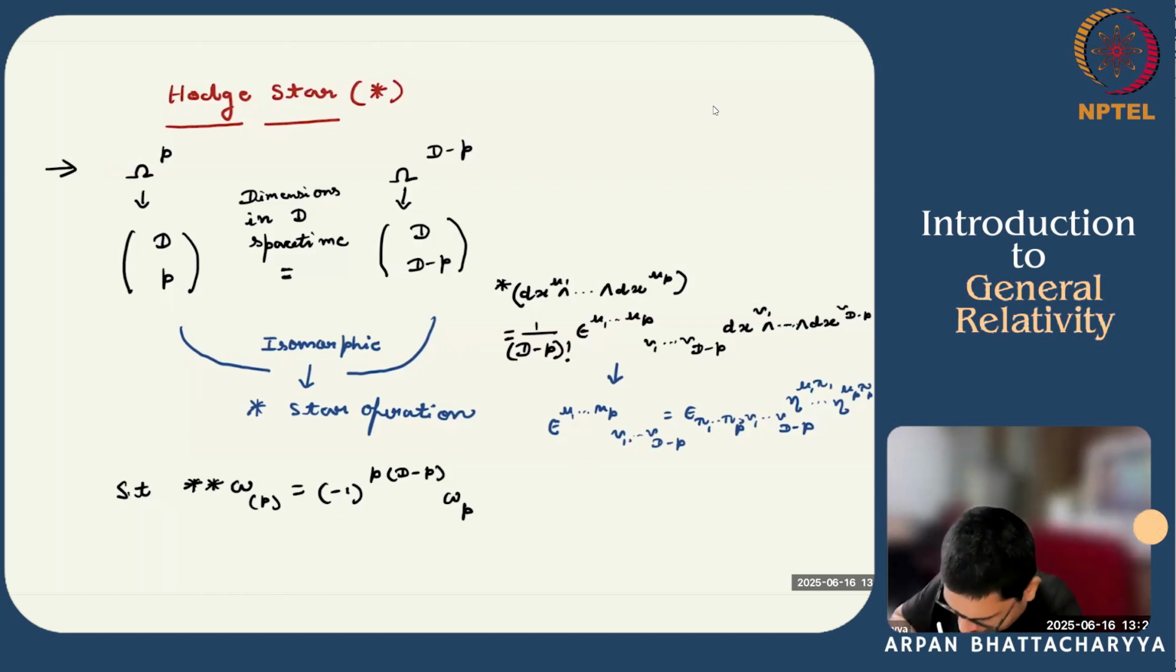One important thing that one can show is that if you take star twice of a form, it will give us a form again, but with some minus sign raised to the power of this factor. So depending on p and the space-time dimension, you get a minus 1 or plus.